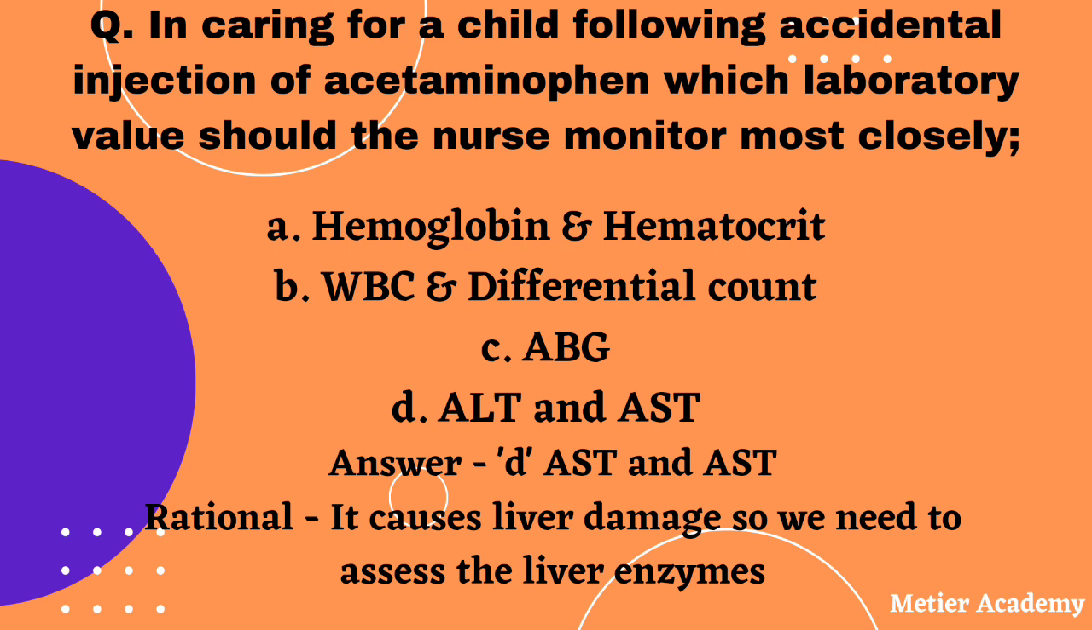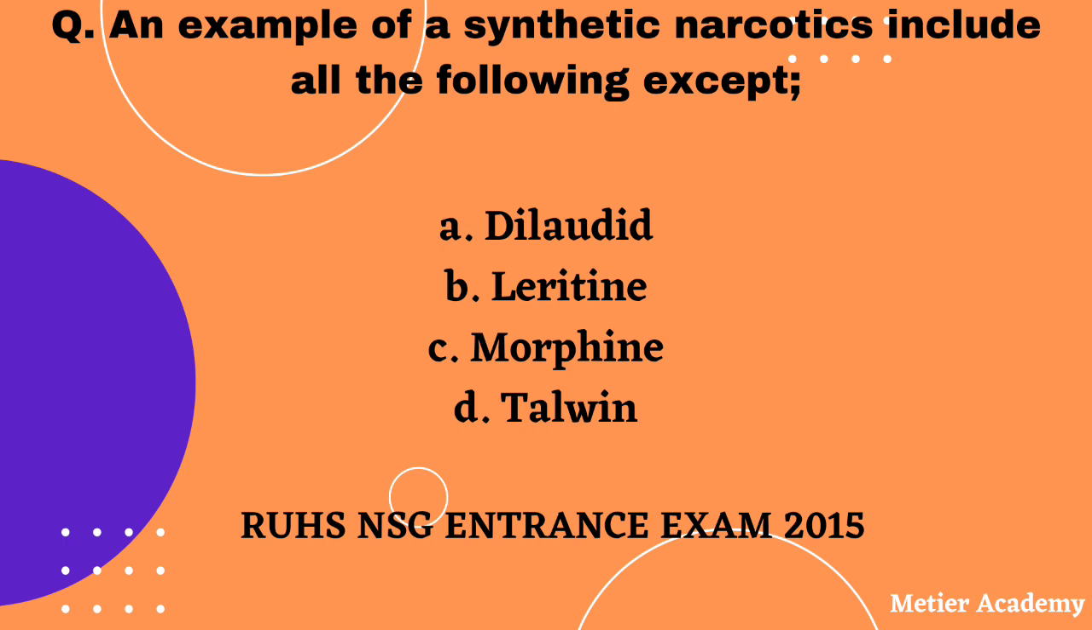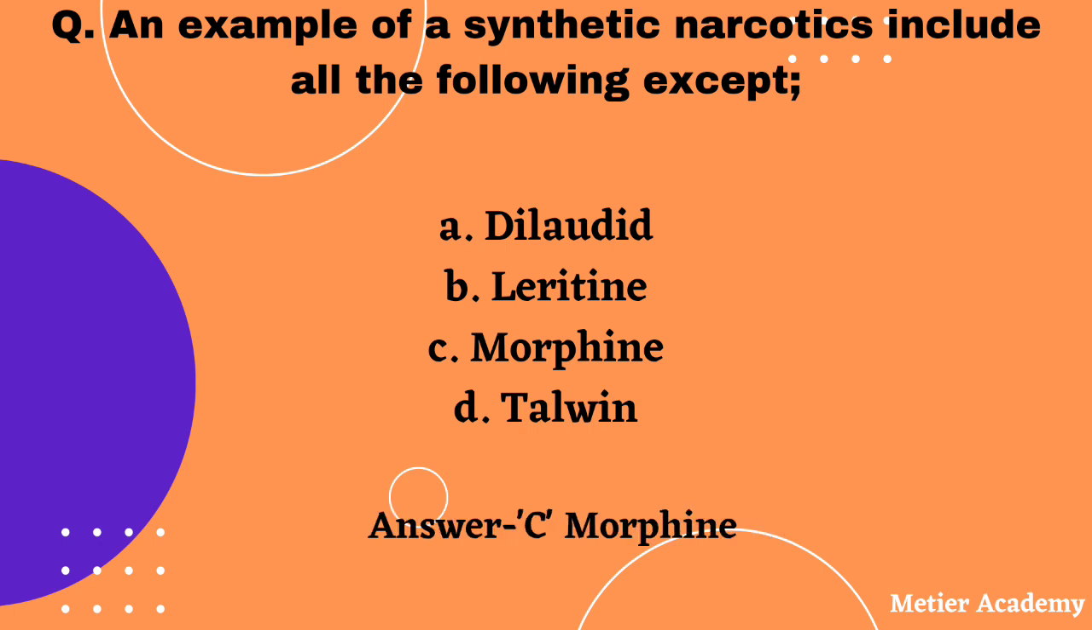The next one is an example of synthetic narcotic include all of the following except. Options are Dilaudid, Demerol, morphine and Dalvon. And here the correct answer is option C, morphine. Why? Because morphine is a natural narcotic.